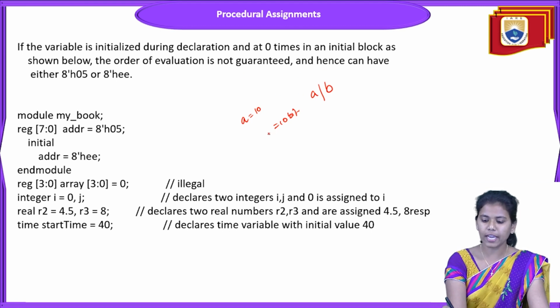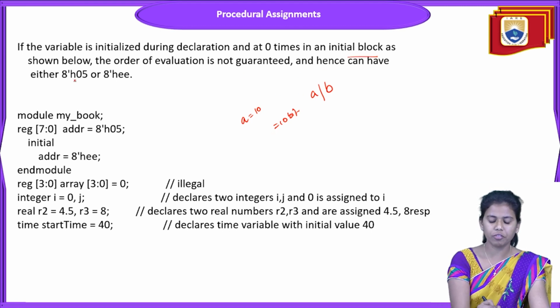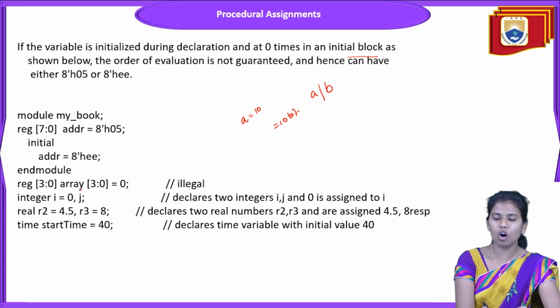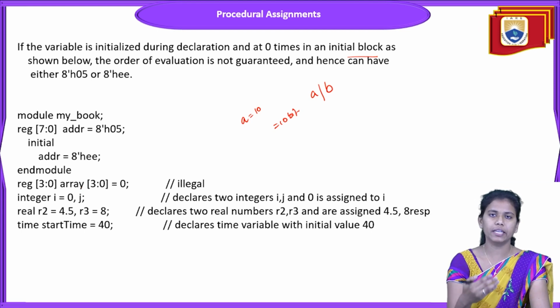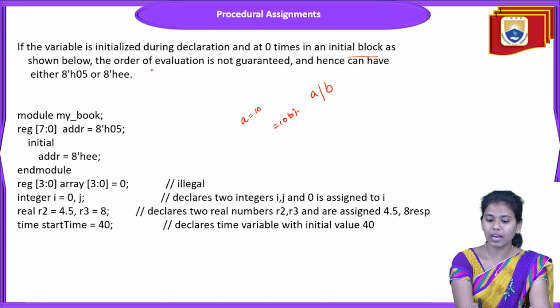So at 0 time in the initial block, as shown in the figure, if you observe here, the order of evaluation is not guaranteed. We can declare the value into the variable at any instant. You can't see a particular order to be evaluated.